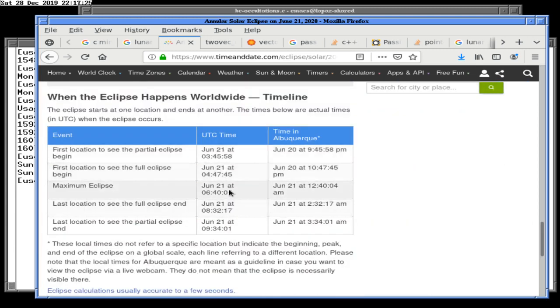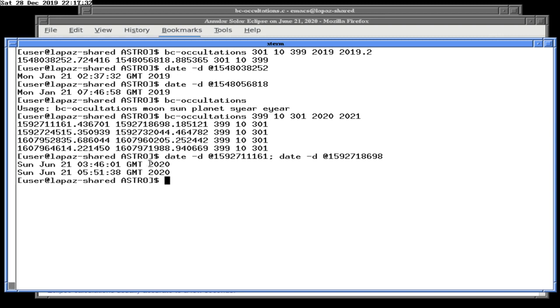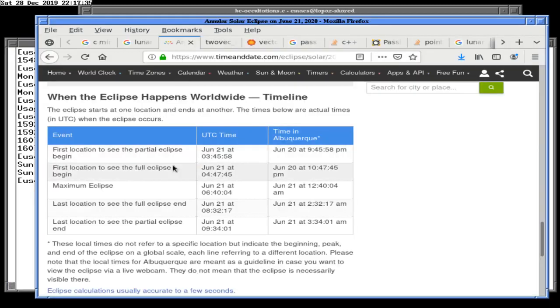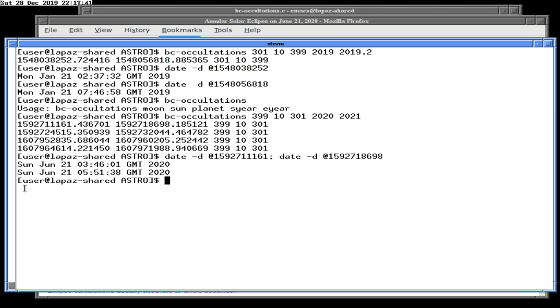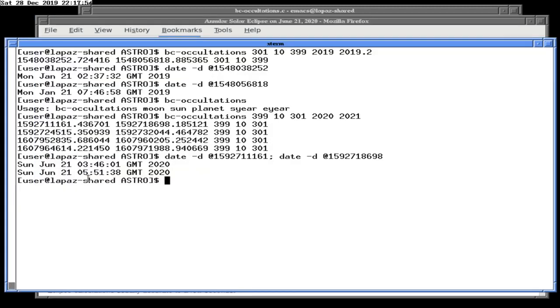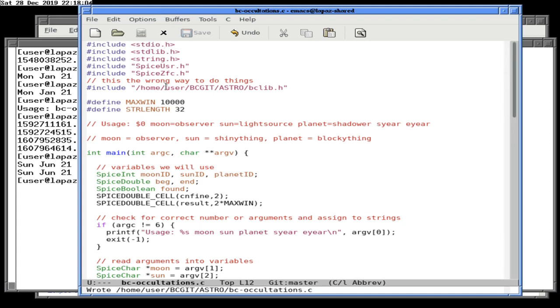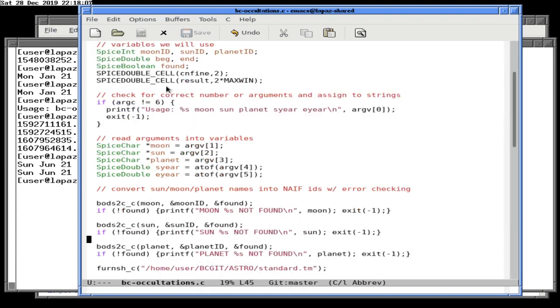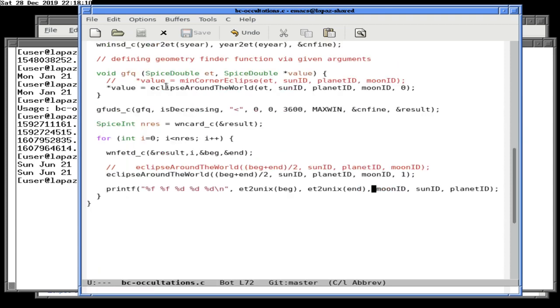3:46 is the start. 9:34 is the end. So 3:46 we nailed. 5:51 is interesting. So we think the eclipse ends at 5:51, which is bad. We nailed the start of it though. Oh, we were so close. Let me make sure we are printing the beginning and the end. I'm sure we are, though. Yep, we are.